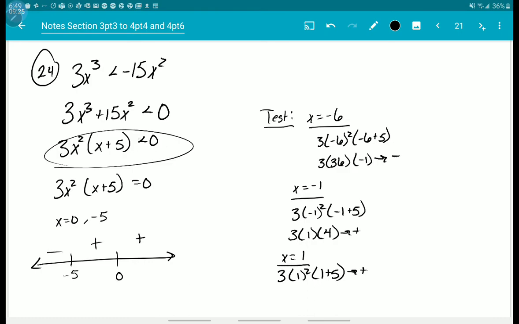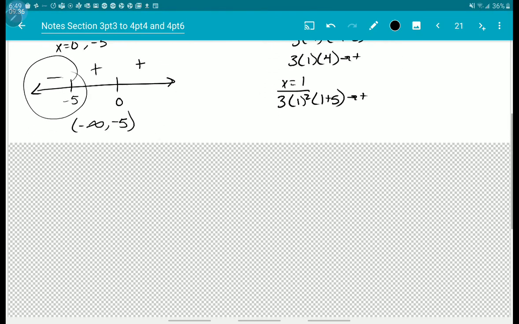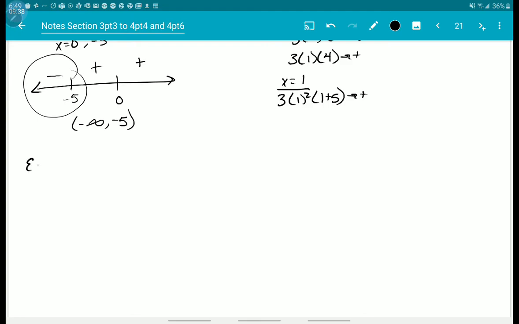Now the question asks, where are we less than 0? We're less than 0 here. So our answer would be negative infinity to negative 5. And we can use this to help us find domains. So let's do one of those.